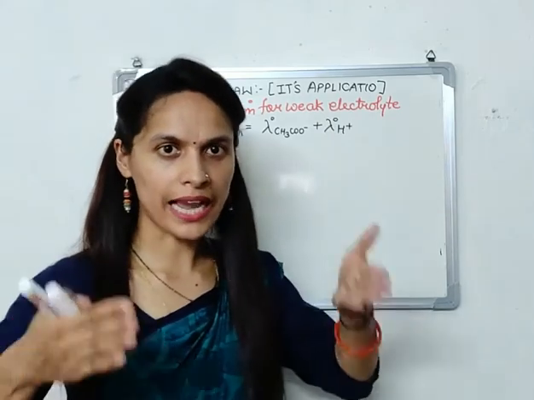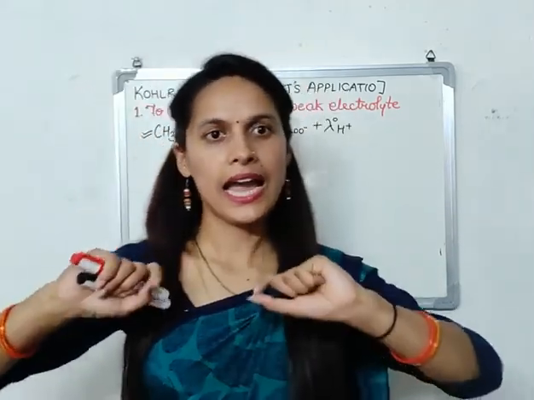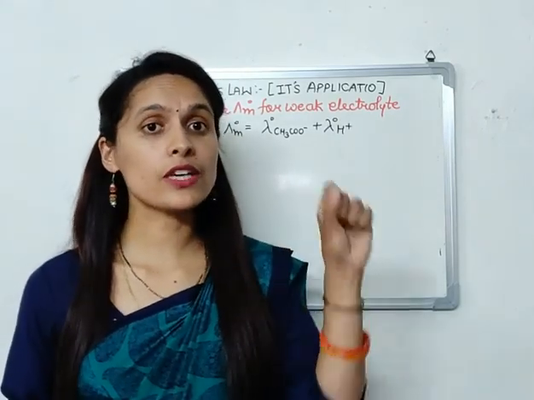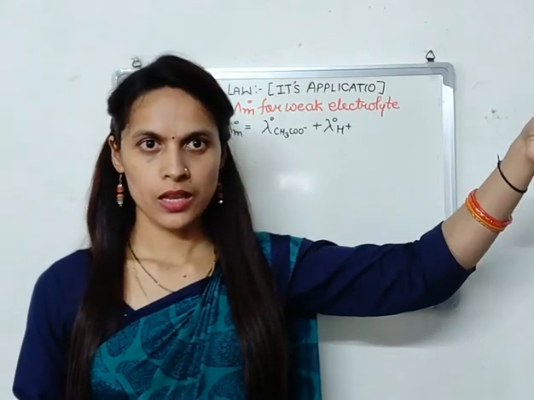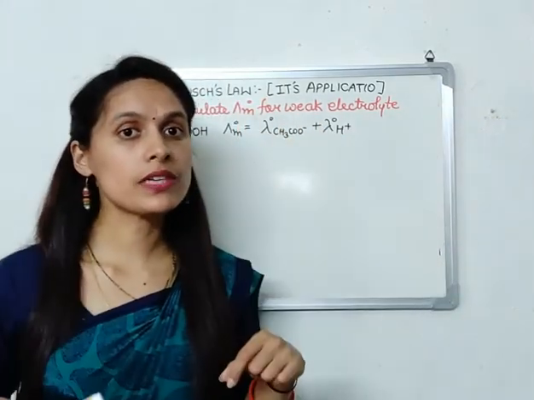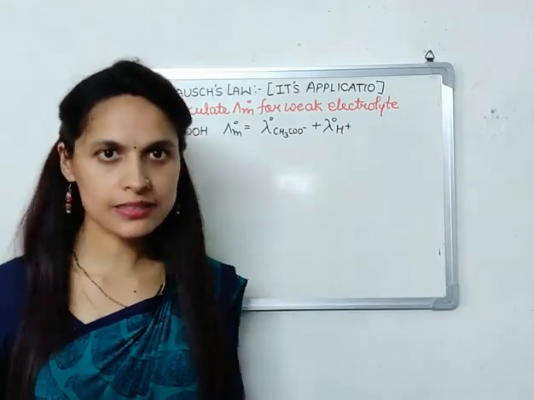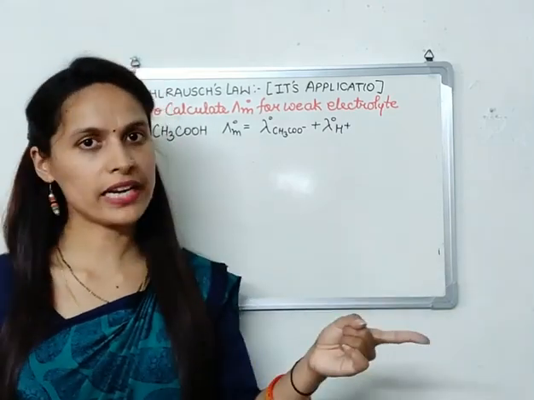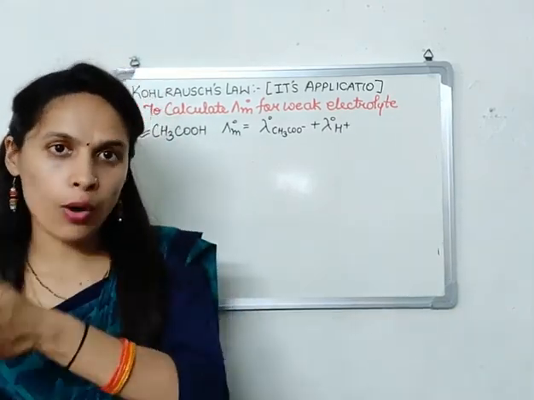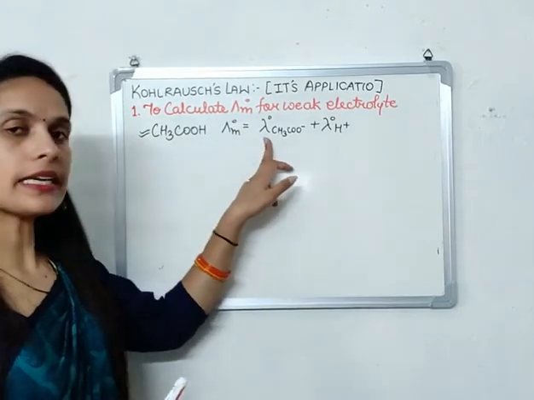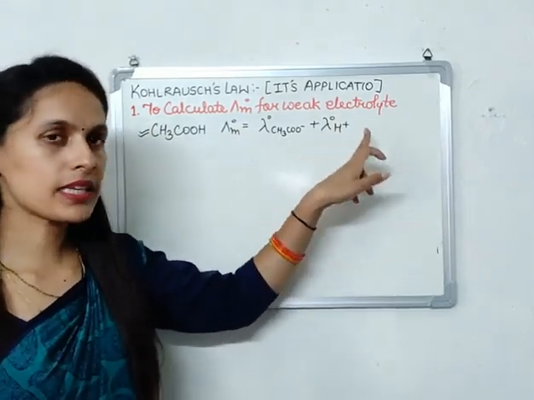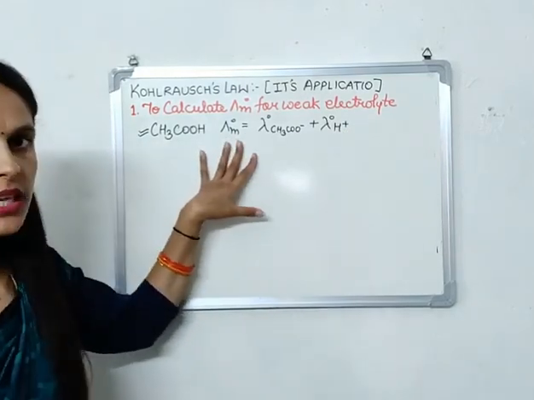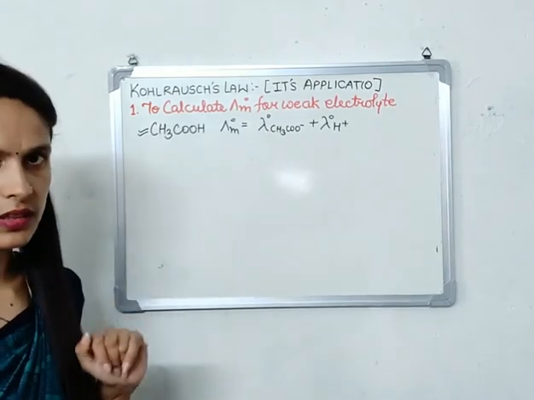There is a difference between ionic conductivity and limiting ionic conductivity. Ionic conductivity means conductivity of ion. Limiting ionic conductivity means conductivity of that ion at infinite dilution. Clear? Molar conductivity means conductivity of an electrolyte at any concentration, and limiting molar conductivity means molar conductivity at infinite dilution. So there is a difference between normal and limiting. So as soon as we know the limiting conductivity of CH3COO negative and of H positive, we can calculate the limiting molar conductivity for CH3COOH.